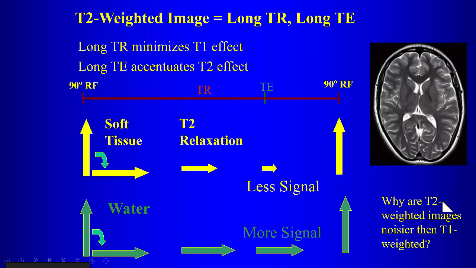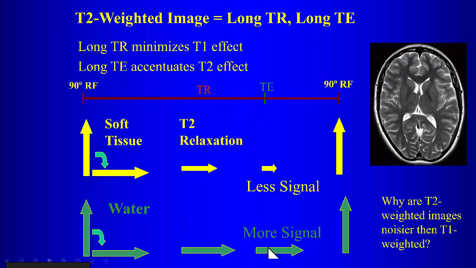So why are T2 weighted? Now you'll notice if you look at MR images that T2 weighted images are noisier than T1 weighted images. Why is that? You'll notice that your T2 weighted images look very grainy compared to T1 weighted images. Why are T2 weighted images noisier? So you allow more dephasing? Yeah, because you have a long TE, right?